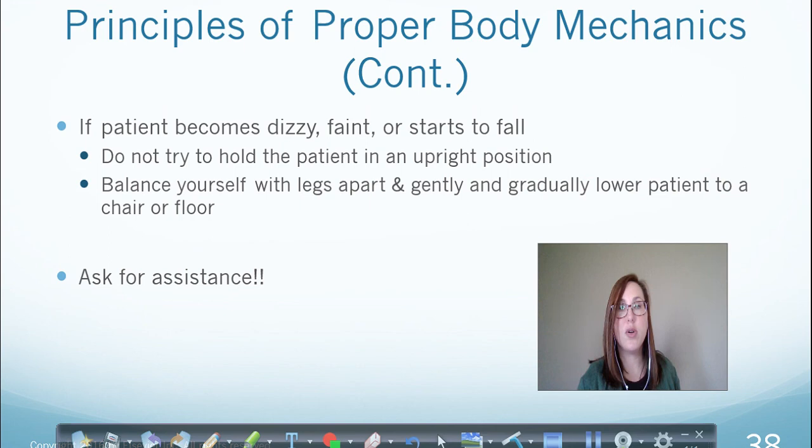So some other important components of proper body mechanics. These are important because if a patient would be in the office, they become dizzy or start to fall. You don't want to try and hold that patient in an upright position. You want to try to balance yourself with your legs apart so that you can help that patient gradually lower to the chair or the floor. And always it's important to ask for assistance. If you don't think you can do something by yourself, you want to ask for help from a coworker. But keeping your legs apart just gives you a wide base of support to help.